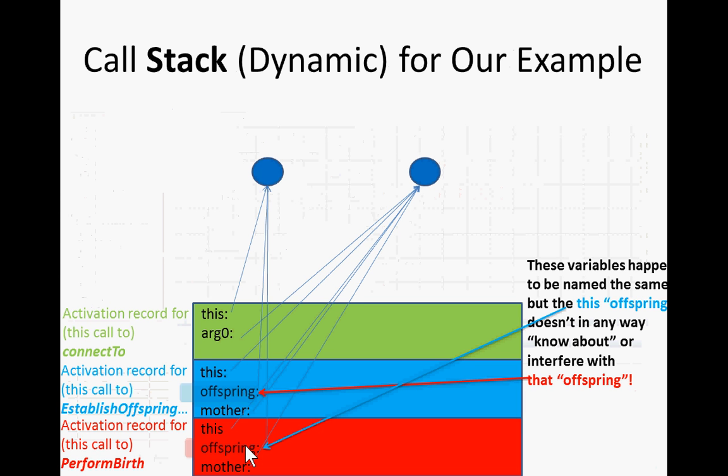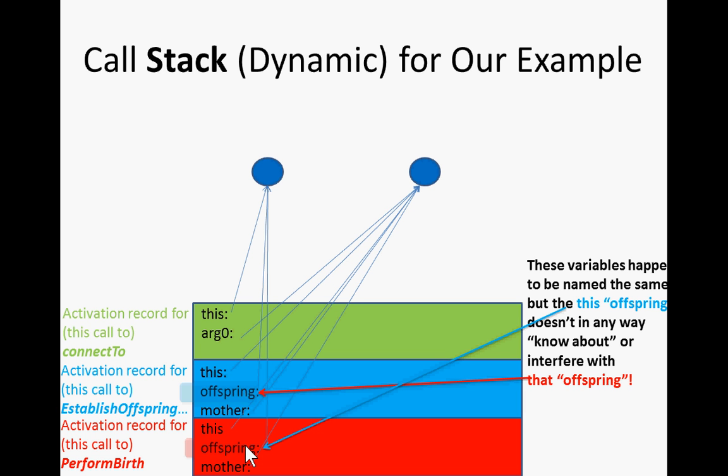Just as those agents yesterday that you had bouncing back and forth to the store, they had to remember from whence they came, right? So it is here. It has to store some information here. But not only that, ladies and gentlemen, it's actually storing what offspring refers to and mother refers to and this refers to. Now, let me be clear about this.